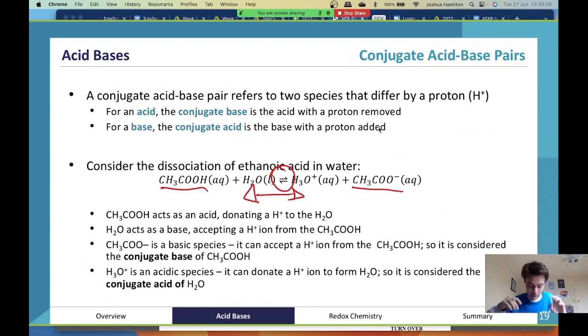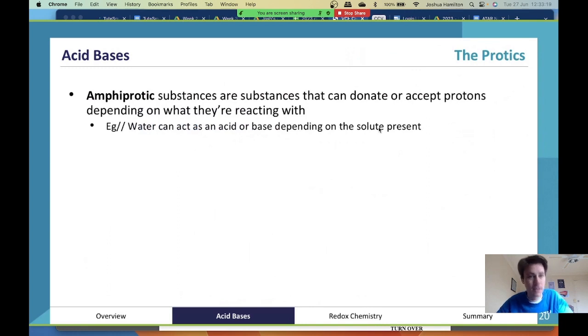Now, what's really cool here is that we said water neutralizes. So water can actually do both. And water gets this really cool name, which is amphiprotic. I can never say this word properly, so I'm going to butcher it every time. But amphiprotic means the substance can donate or accept protons depending on what it's reacting with.